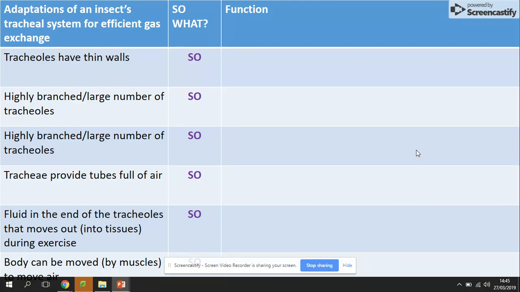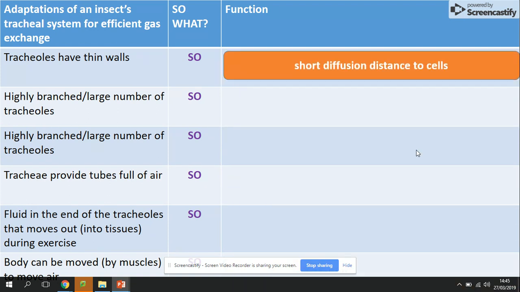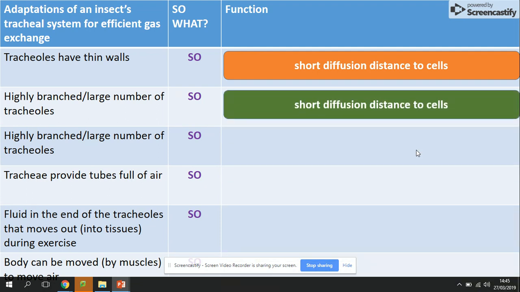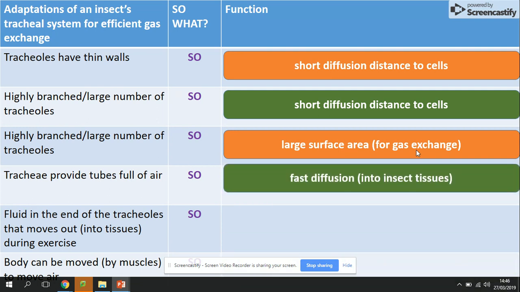Right, a really good table here for you guys. You've got adaptations of an insect tracheal system for gas exchange. Tracheoles have thin walls, so a short diffusion pathway. Highly branched, a large number of tracheoles, so a short diffusion distance to cells. Highly branched, a large number of tracheoles, so a large surface area. Trachea provide tubes full of air, so it's a fast diffusion pathway.